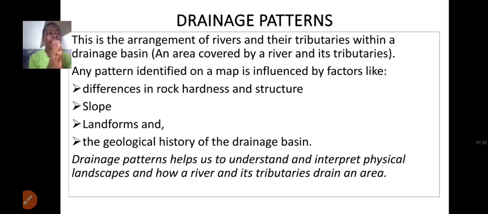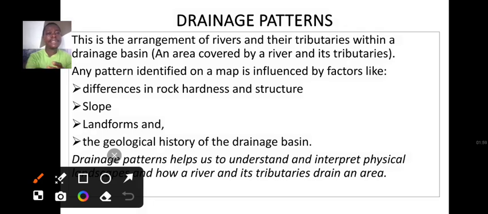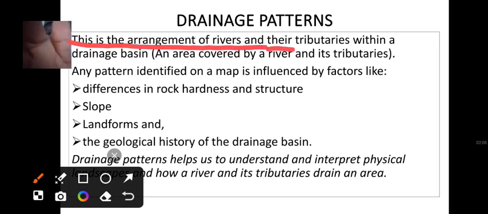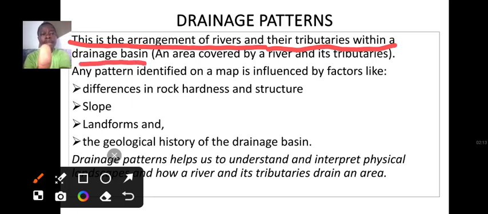So when we say drainage pattern, we are talking about the arrangement of rivers and their tributaries within a drainage basin. When you say a basin, you are talking about the area covered by a river and its tributaries. How the water is arranged on the map area is what is referred to as the drainage pattern.